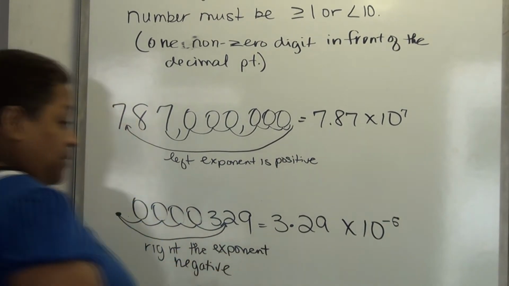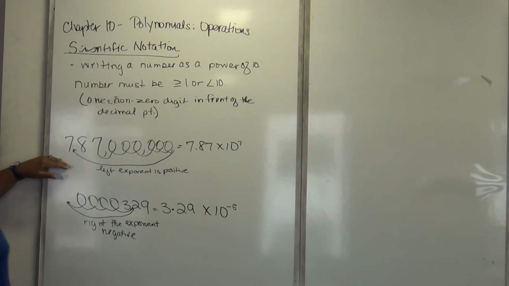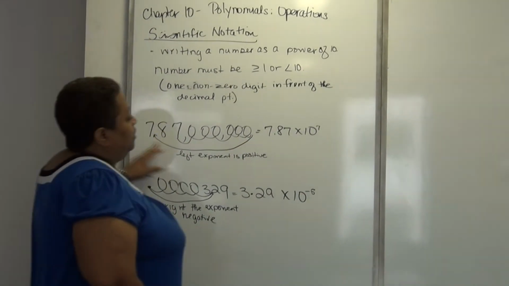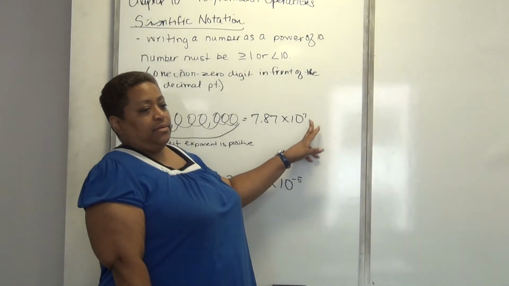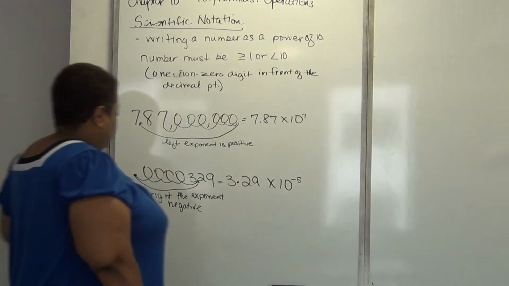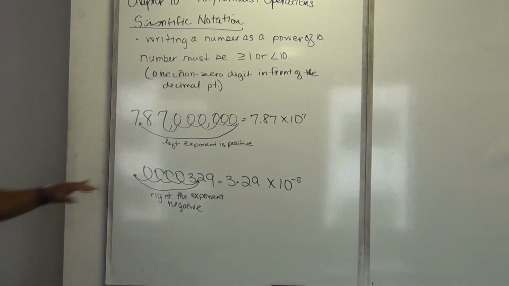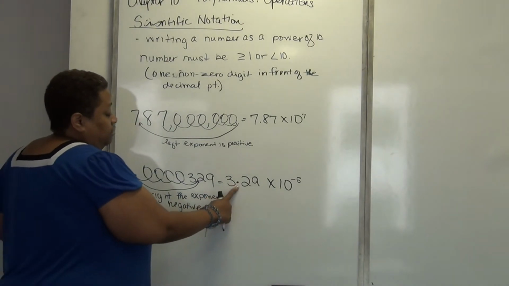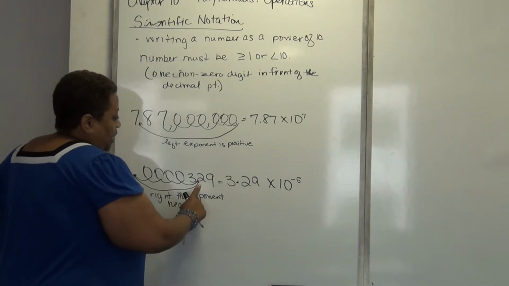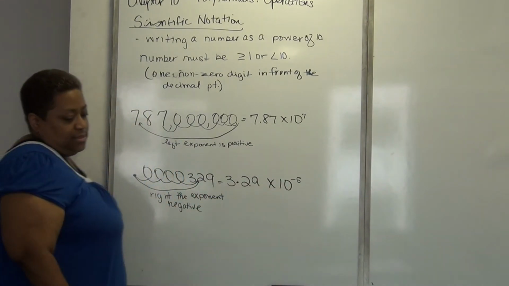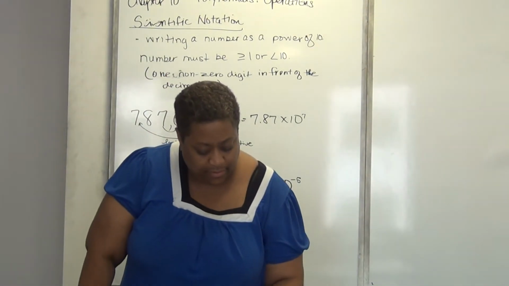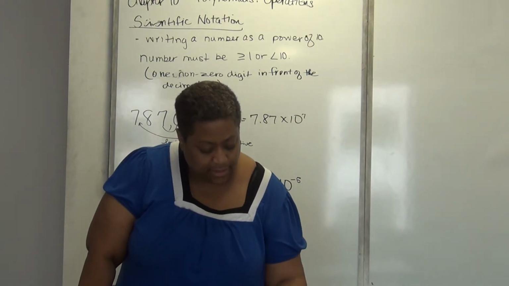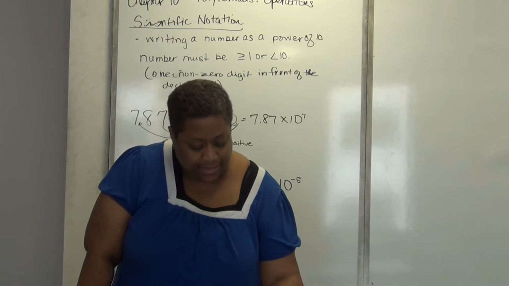Whenever we're changing a large number to scientific notation, we move the decimal point to the left, and our exponent is positive. The power of 10 is positive. When we have a very small number, changing it to scientific notation, we move the decimal to the right, and our exponent is negative. Okay? So that's scientific notation.